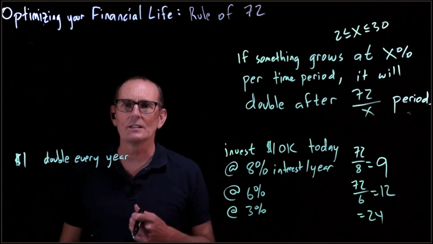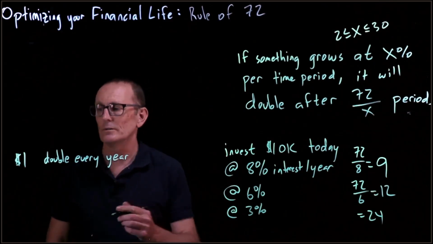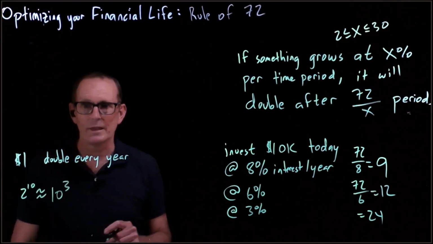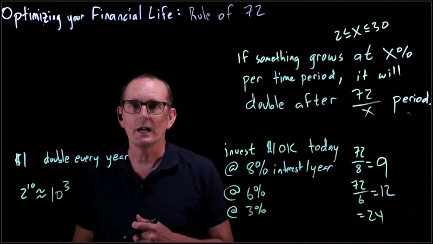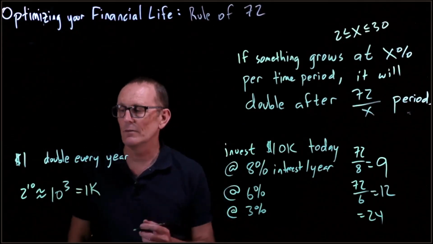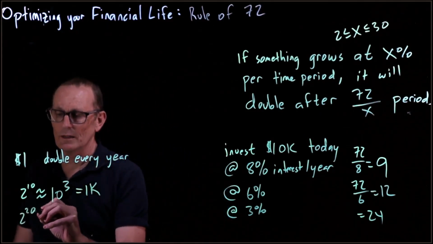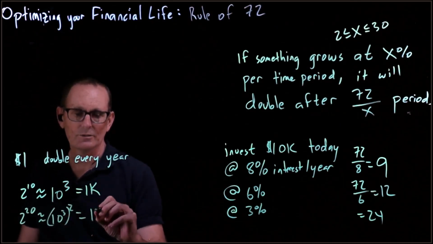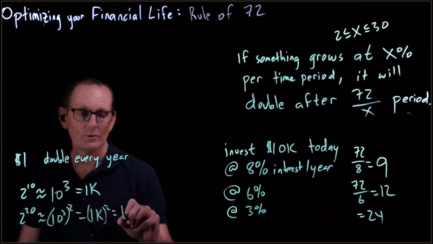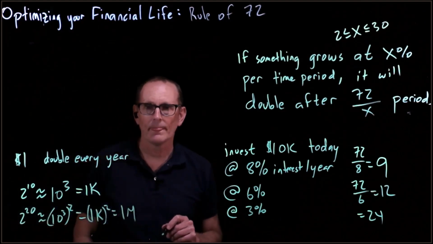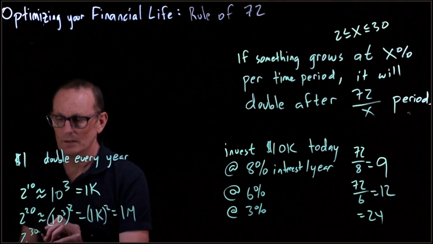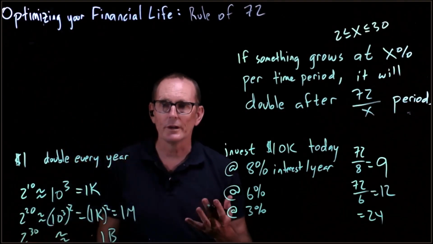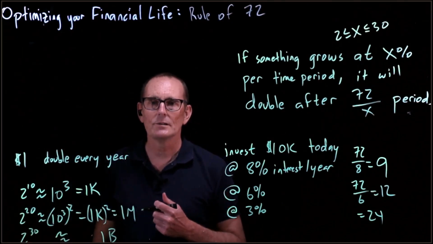By the way, how much money do you have after 10 years? You have 1024. After 10 years, you have 2 to the 10th, and that's approximately 10 cubed, 1,000. So $1,000. After 20 years, how much do you have? You have $1 million, because 2 to the 20th is approximately 10 cubed squared, which equals 1k squared, which equals $1 million. After 30 years, you have approximately $1 billion. 2 to the 30th is about $1 billion.